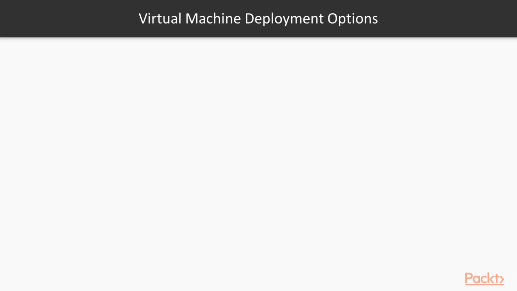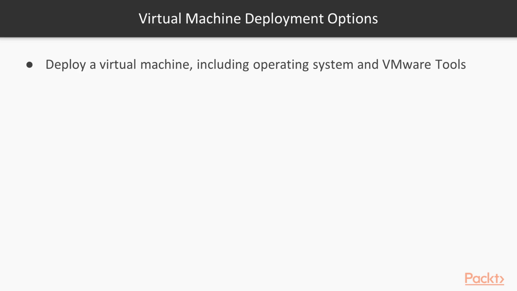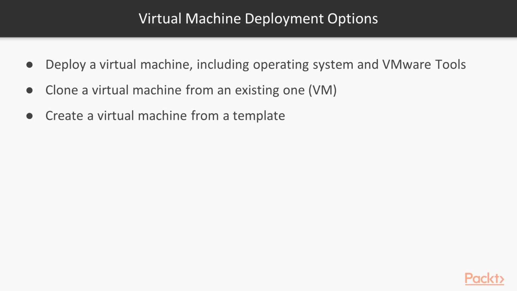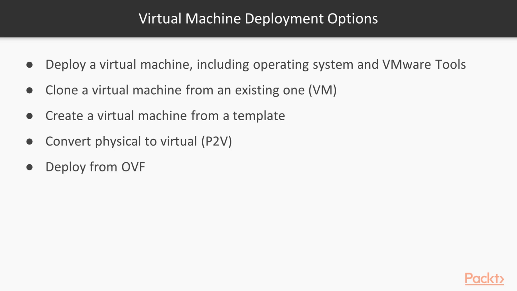VMware provides a number of deployment options to deploy a VM and add it to the virtual infrastructure. Some of the options include deploying a VM from scratch and adding operating system and VMware Tools, cloning a virtual machine from an existing VM, using a template to deploy a virtual machine, converting a physical server to a virtual machine using P2V, and deploying from OVF, Open Virtual Format.